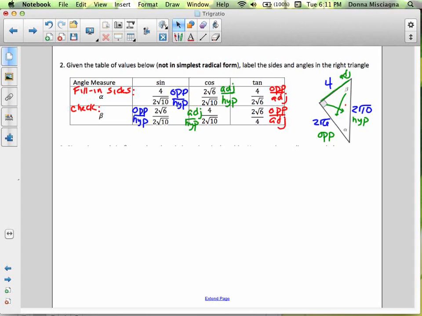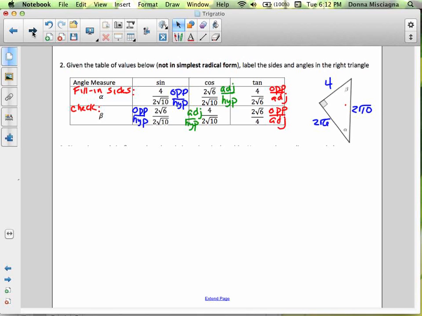So notice that when we check with angle B, our sides match what we got when we did it with angle A. What's opposite and what's adjacent switched, but not what the side values are. So here we can use trig ratios to label the sides of a triangle. Right? And so now we have correctly labeled our sides in the triangle. And the angles have already been labeled, so there's nothing to do there.